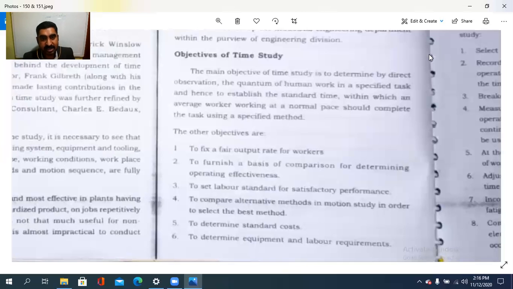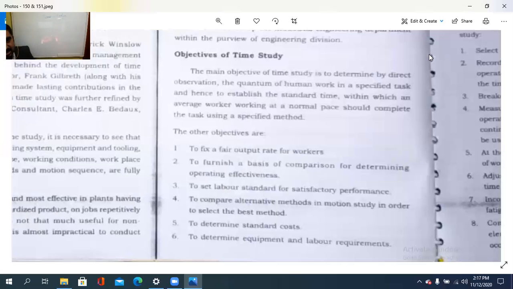Others are to fix a fair output rate for workers. Time study is the basis for a fair output wage to be determined for the workers. Then to furnish a basis of comparison for determining operating effectiveness. കാര്യക്ഷമത ഒരു കമ്പാരിസൺ നടത്തുന്നു. A comparison should be undertaken through the time study approach. That is the second point, to furnish a basis of comparison for determining the operating effectiveness.